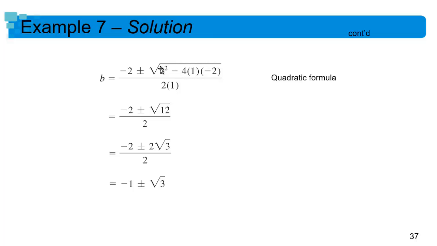So now you've got 8 plus 4, which is 12. 12 isn't a perfect square, but you reduce it as much as you can. You take out the 4, which becomes a 2, right? And then now everything's reducible by 2. So you just get -1 plus and minus √3.